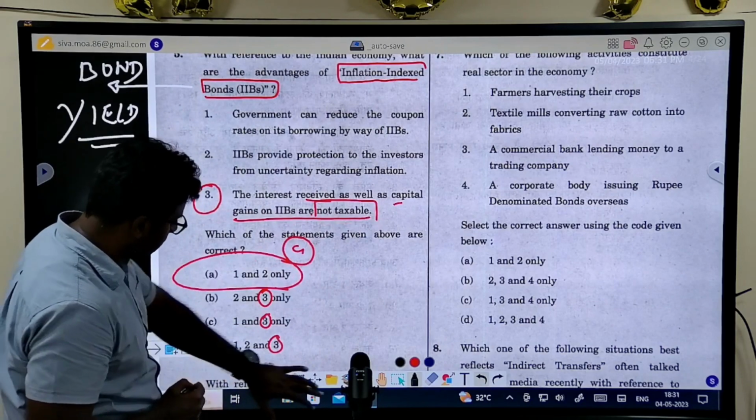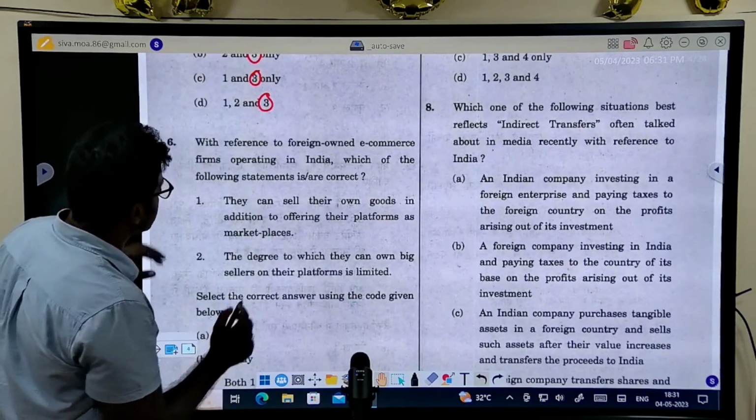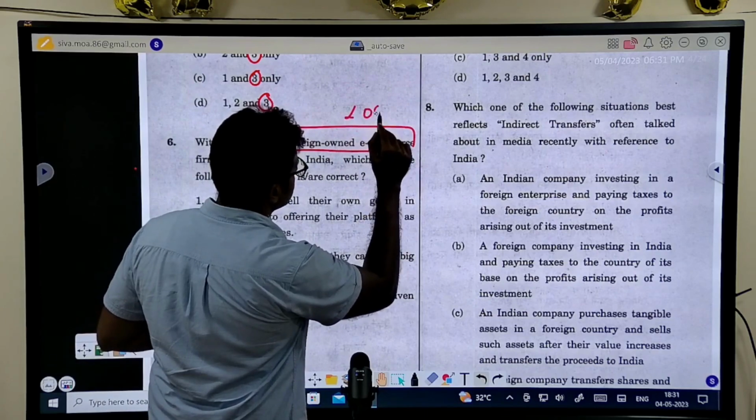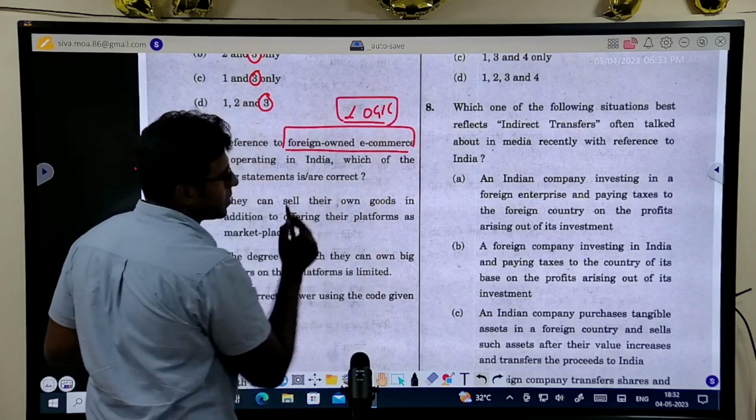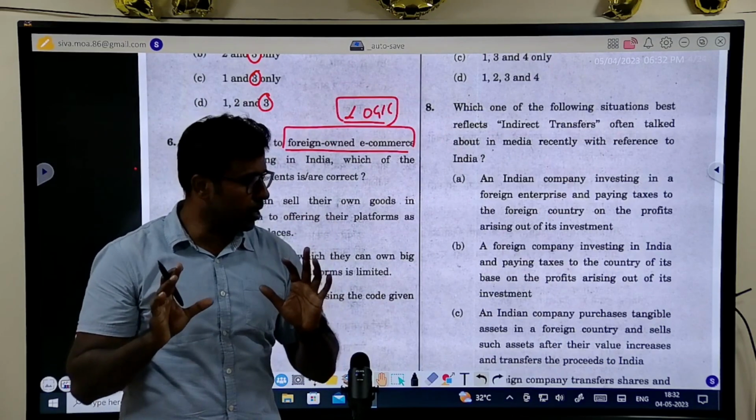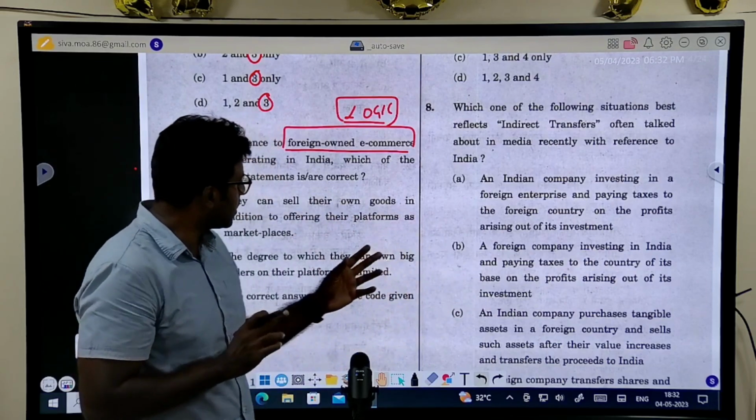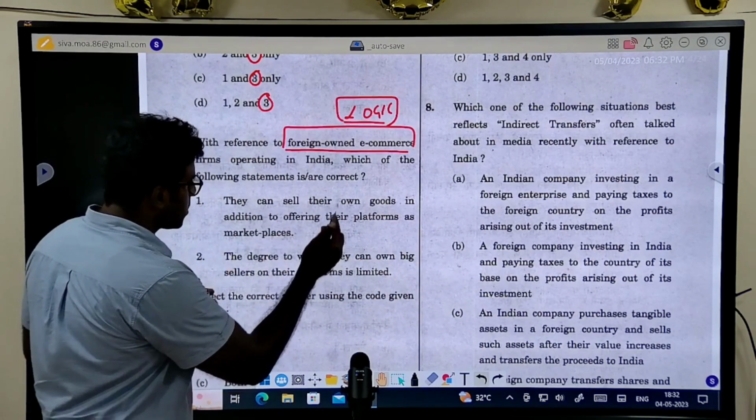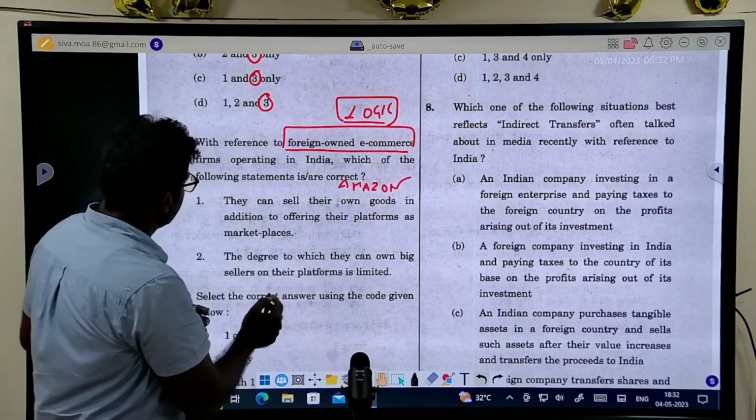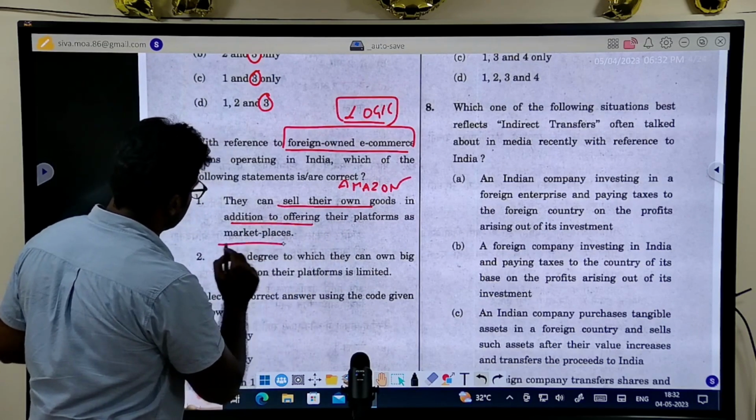So now we will go to the next thing. And this is also something, foreign owned e-commerce. Basic logic. You should not wait for reading paper. That is what I would suggest. No material, nothing. If you read paper, you will understand that e-commerce, you take any e-commerce, you take Amazon or something or whatever commerce. See, they can sell their own goods in addition to offering their platforms to marketplaces.